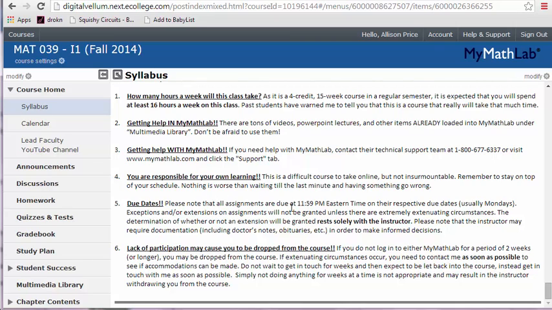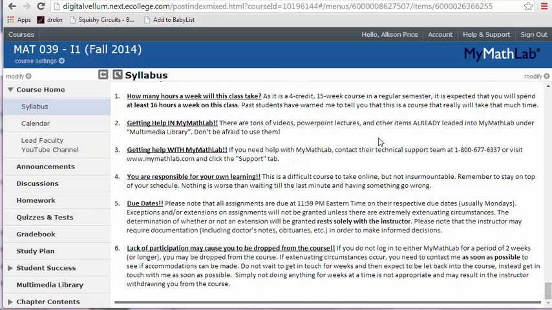Please note that all assignments are due at 11 p.m. Eastern Time, so if you live in a different time zone, you are still held accountable to this particular time zone's deadline. If you're in Central, for example, your due date will be 10:59 p.m. It's going to still say 11 p.m. on the schedule. You'll need to remember to account for the time difference. The time zone that I work in is Eastern Time.